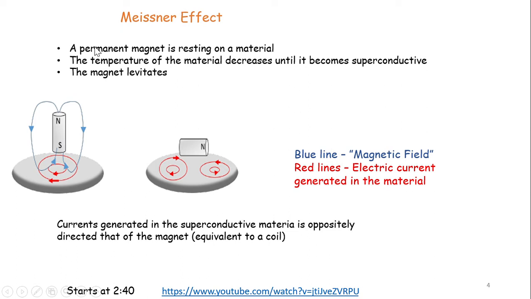Now, you may have seen movies on this, and you have to distinguish this phenomenon from another closely related one, where the material is made superconductive and then you introduce the magnet towards the material. This is different. This is not the Meissner effect. So the magnet has to be resting on the material before it becomes superconductive.